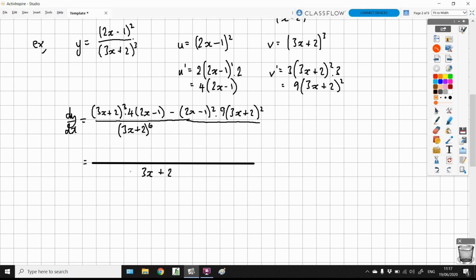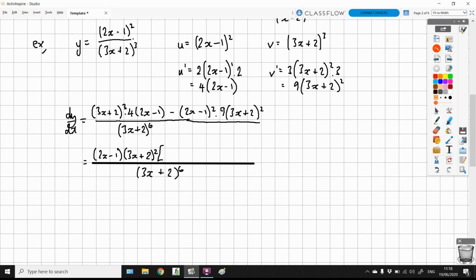The denominator is always the easiest thing to fill in first. Let's leave it there. Now, looking at the numbers, the 4 and the 9 don't have a common factor. But the 2x minus 1 is a common factor. And the 3x plus 2, it appears in both of these terms. There it's squared, there it's cubed. So 3x plus 2 all squared is a common factor.